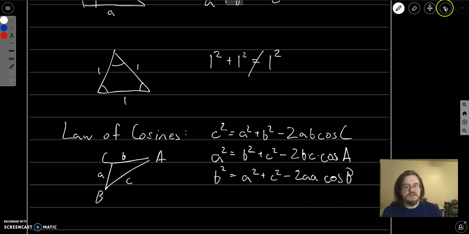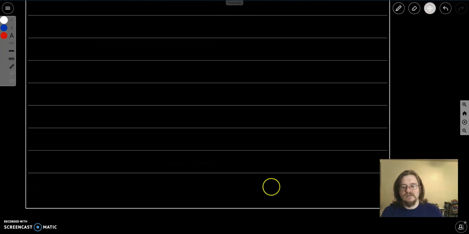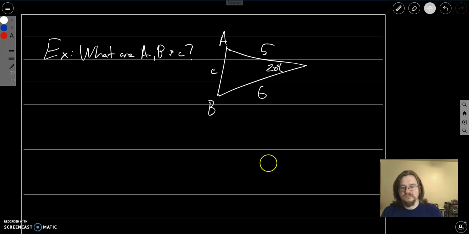So again, all this just comes from the fact that how we label a triangle is pretty much arbitrary. I put a over here, put the angle a over here. A could be this bottom angle, but as long as I have the side length A and the angle A across from one another, B across from B, and C across from C, everything is good. So let's look at an example.